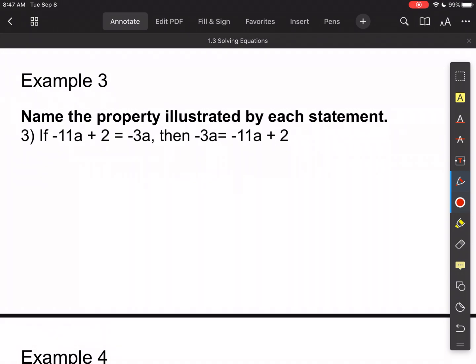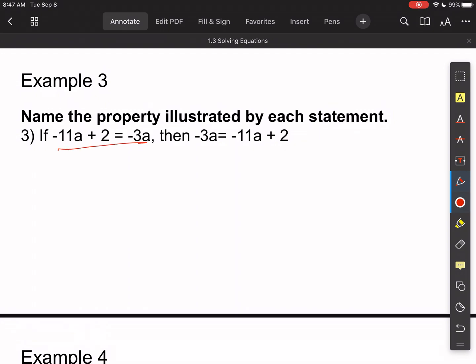So it says if negative 11a plus 2 is equal to negative 3a, then negative 3a equals negative 11a plus 2. Okay, so what they want us to do here is just name the property that is illustrated. So they're not actually having us do anything. But notice, this is one of those ones that we just talked about where we could get rid of this negative 3a, right? Oh, sorry. Spoke too fast. This is just a reversal, isn't it?